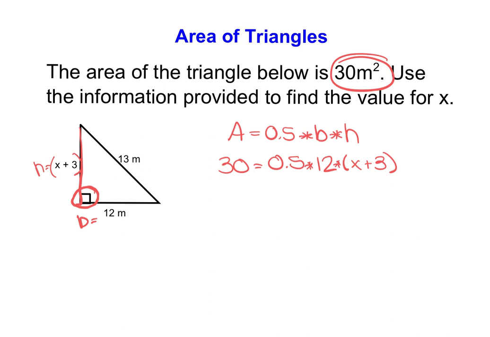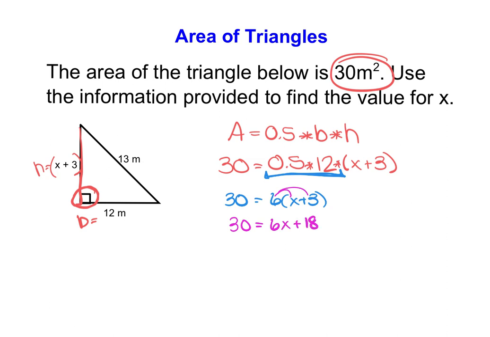Now we can apply the same type of thinking we did before. I notice that I have two numbers that I can multiply together. So 0.5 times 12 is going to give me 6. And that makes my equation a lot easier to look at. When I look at it now, I notice that I can get rid of the parentheses by using the distributive property. So I distribute the 6, and I find 30 is equal to 6x plus 18.